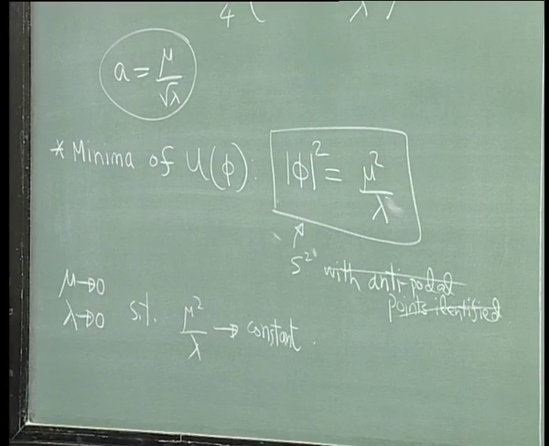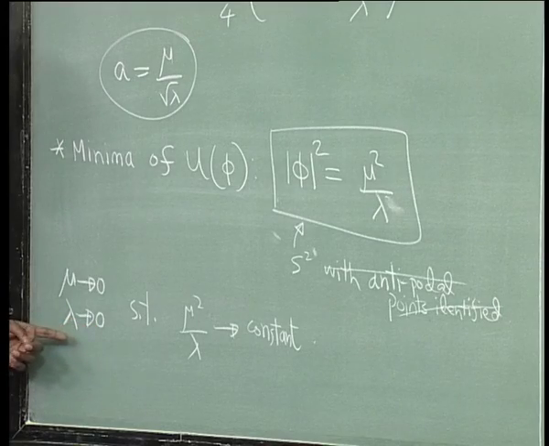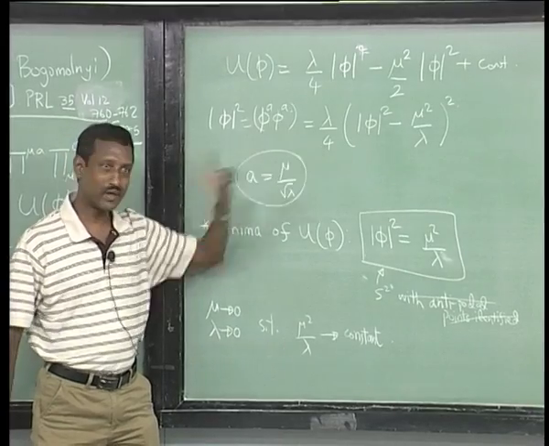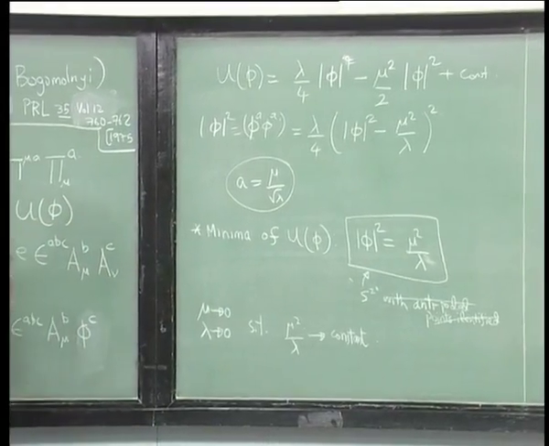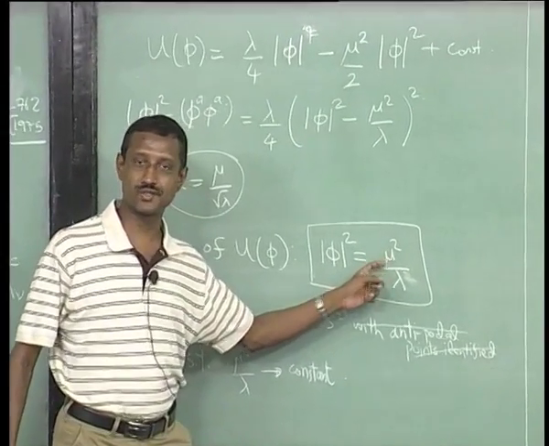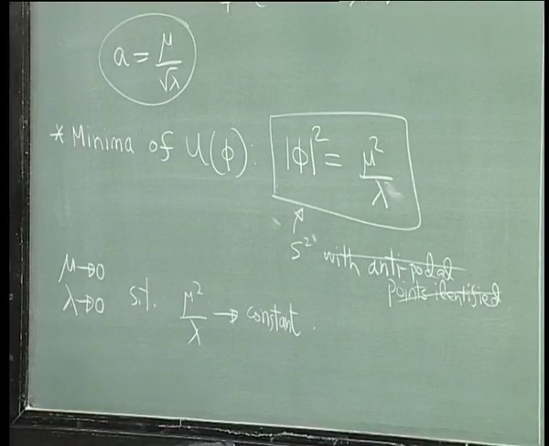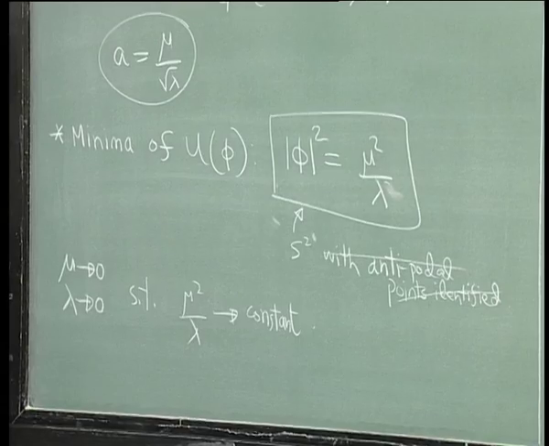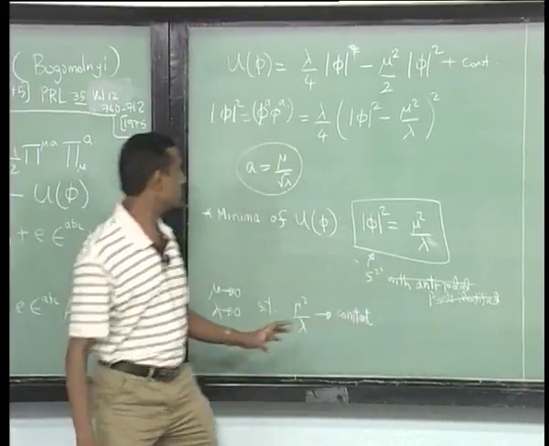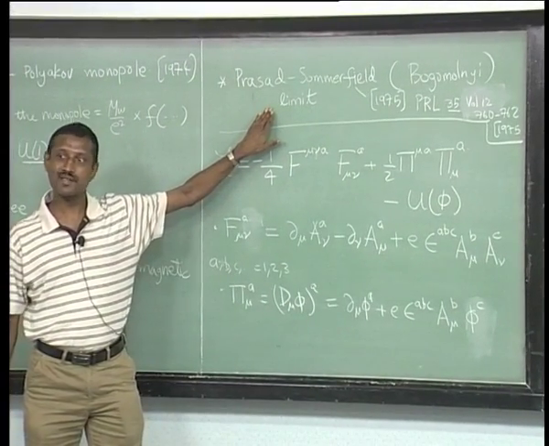Okay. So what does this constant do? You may think, fine, lambda goes to 0, that means the potential is gone. But there is some memory of the potential, and that is remembered by saying that this quantity is kept constant. So what you're doing is putting boundary conditions at infinity. We'll be looking for solutions where this is not violated. Okay. So this is the Prasad-Sommerfield limit, and that's what makes life a lot easier.